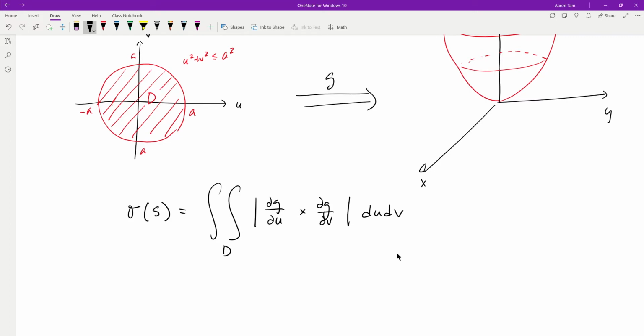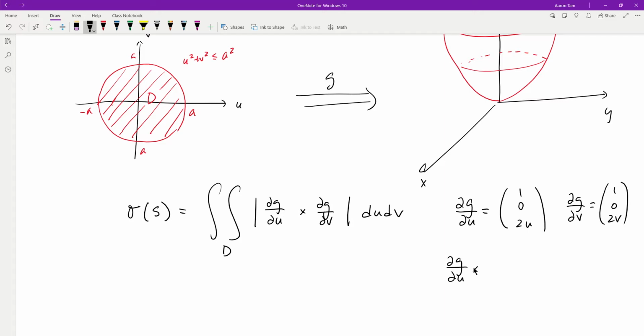So it's two-dimensional. To do that, I'm going to have to find dg over du, which should be pretty easy to do. dg over du should equal 1, 0, 2u. And dg over dv would equal 1, 0, 2v. So that's pretty symmetrical. Now what I'm going to do is simply form the cross product between them. I do assume that you know how to do a cross product, so I'm not going to go through how to find it. But if you do that correctly, you should get negative 2u, negative 2v, 1.